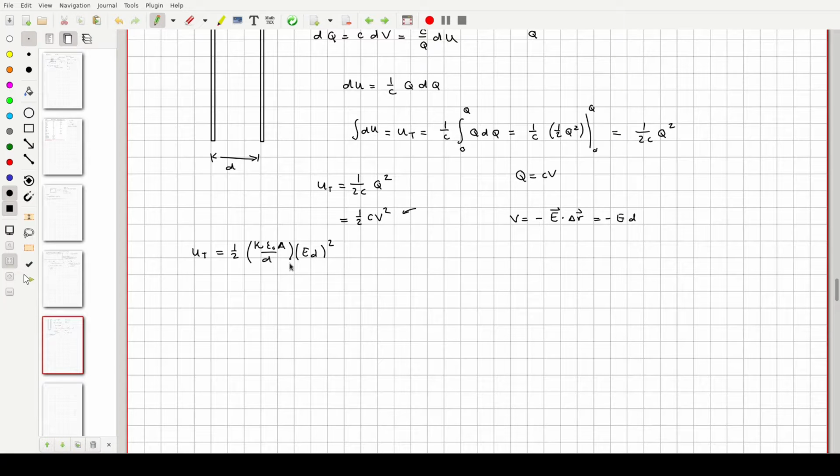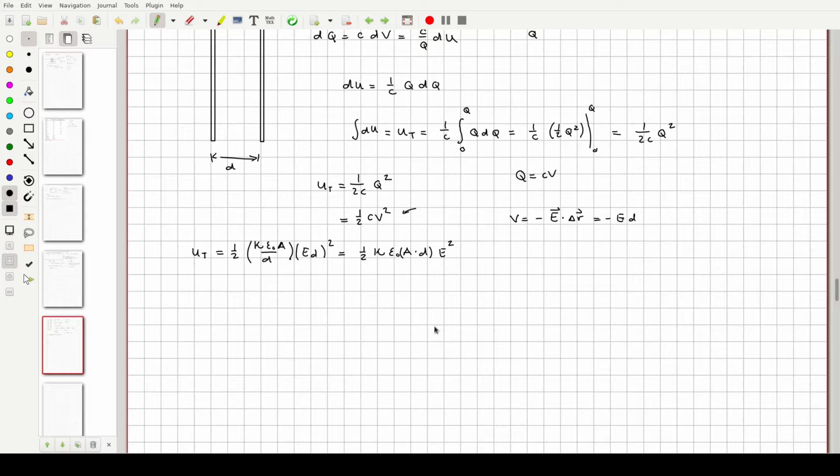Now, if I look here, I see there's 2 D's here. There's 1 D here. This is going to kill one of these things off. You have a kappa. You have an epsilon naught. You have an A times a D. I want to put those in parentheses for a moment. That's because you lose one of these D's to the one that's in the denominator. And then you have the electric field squared.